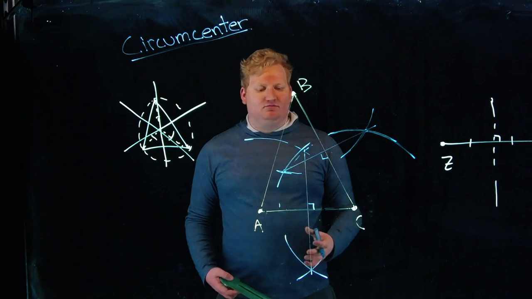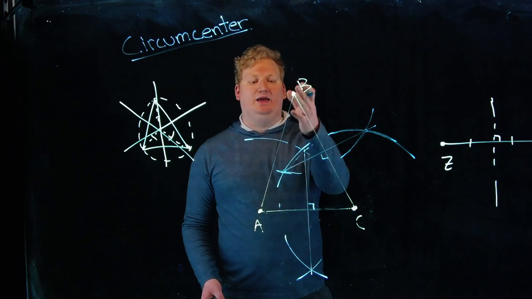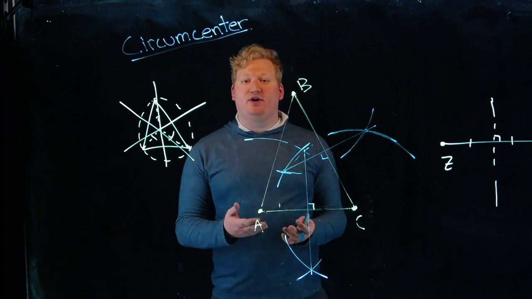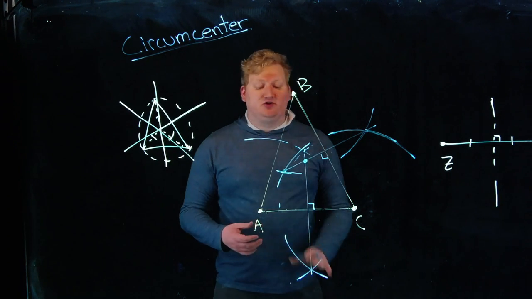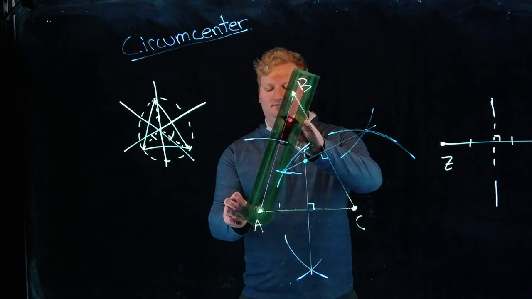And actually, we're finished. We don't need to find the perpendicular bisector of AB because, well, right now there's only one point where our perpendicular bisectors can meet, and that is this location right here. So we could construct AB to confirm. As a matter of fact, let's go ahead and do that.